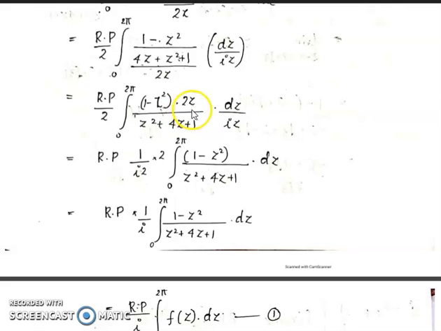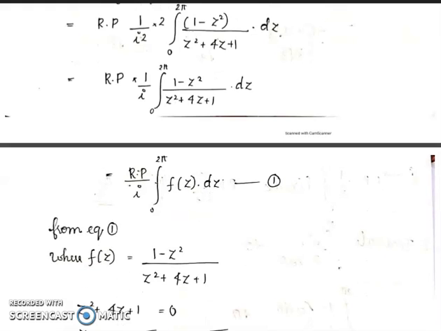Here you have 2, and already you have a 2 here, right? 1 by 2 is here. Then you can take this I outside. So I into 2, you have 2i. Also you can take this 2 outside. You have 2 here. What remains? 1 minus z square dz, z square plus 4z plus 1 in the denominator. Now this z and this z will be eliminated. So you get this. Now here 2 and 2 will be eliminated. So you get this. Now you can continue with the same method.